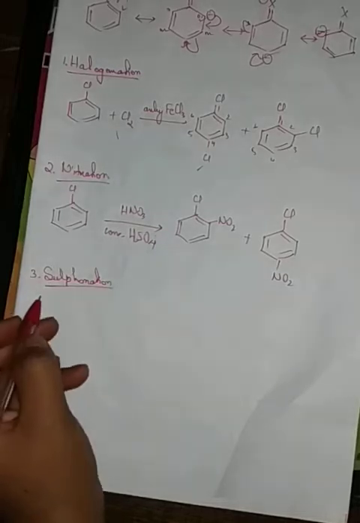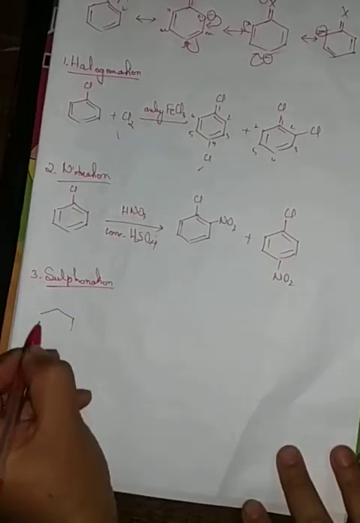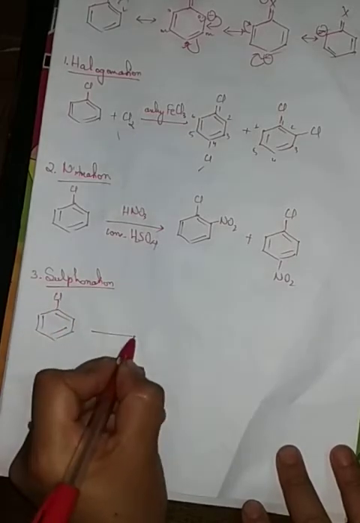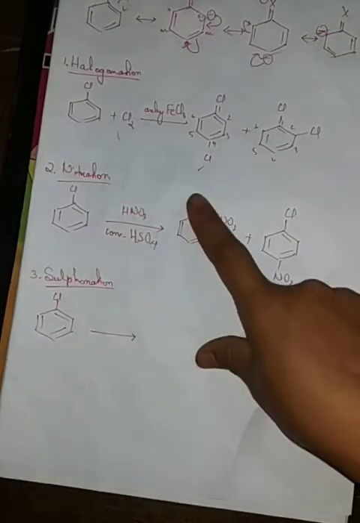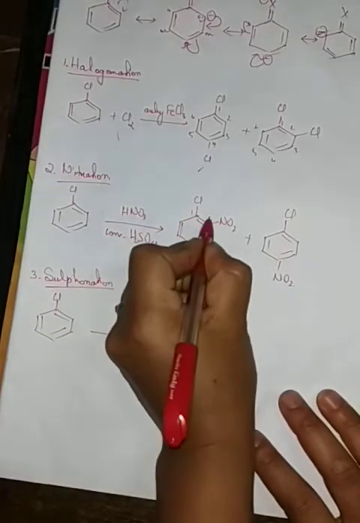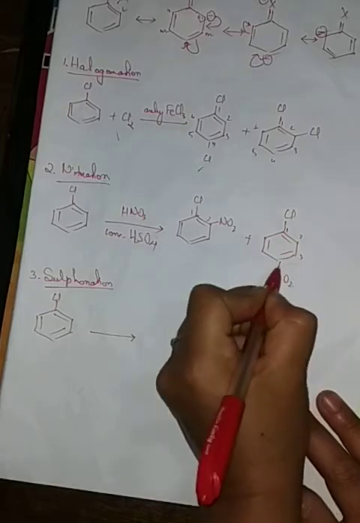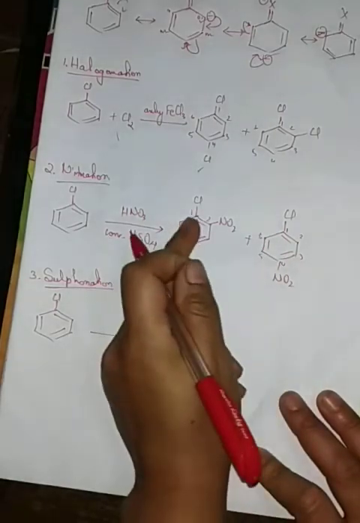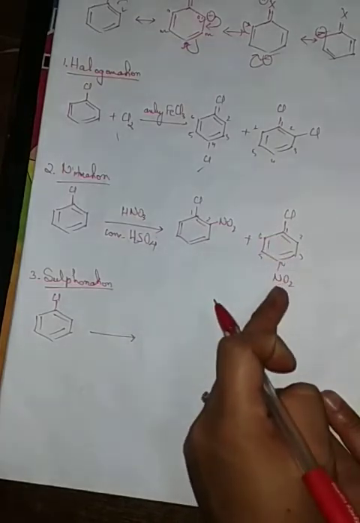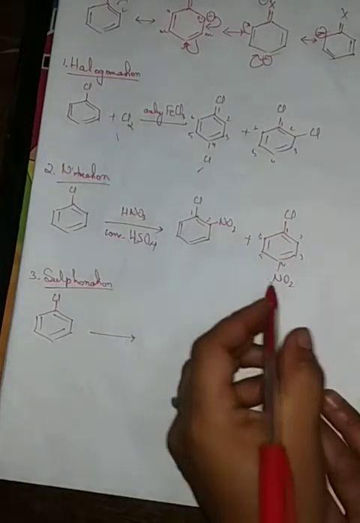Sulfonation. We have here our chlorobenzene. This is our 1-chloro-2-nitrobenzene. This is 1 2 3 4 5 6. This is 1-chloro-2-nitrobenzene, and then this is 1-chloro-4-nitrobenzene, the major product.